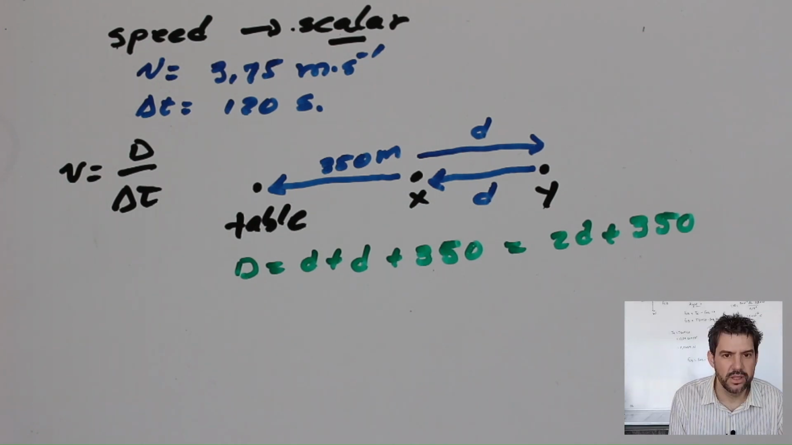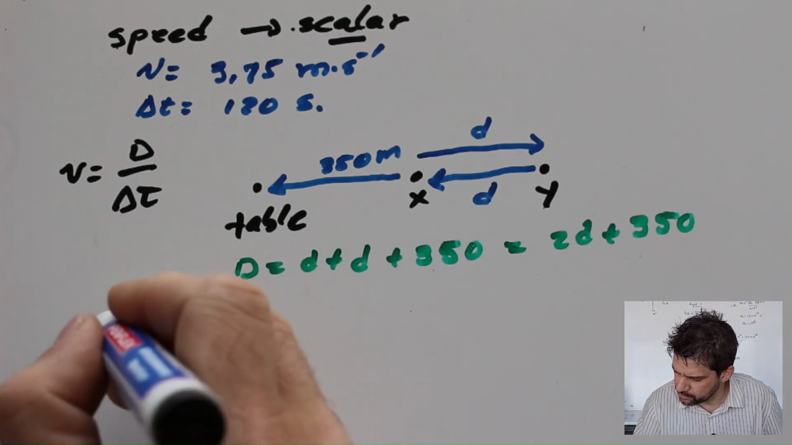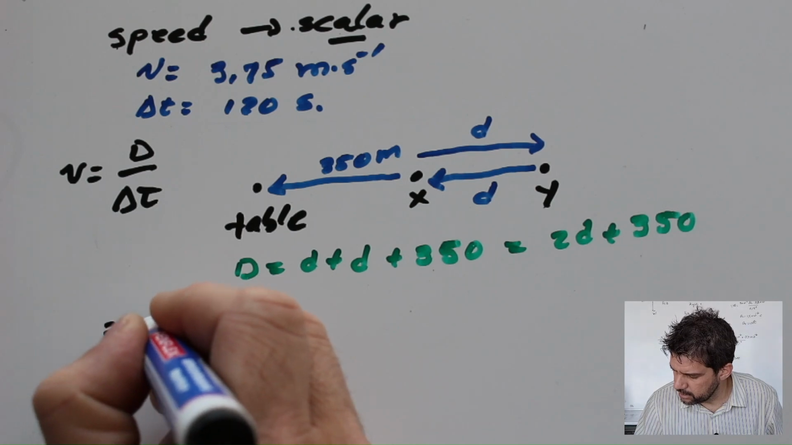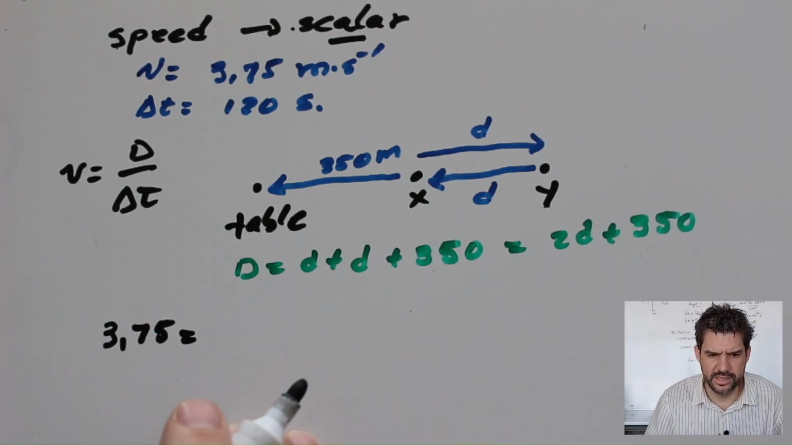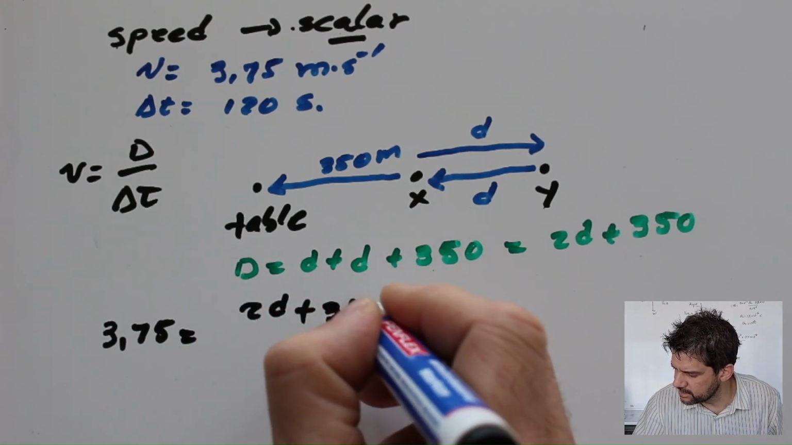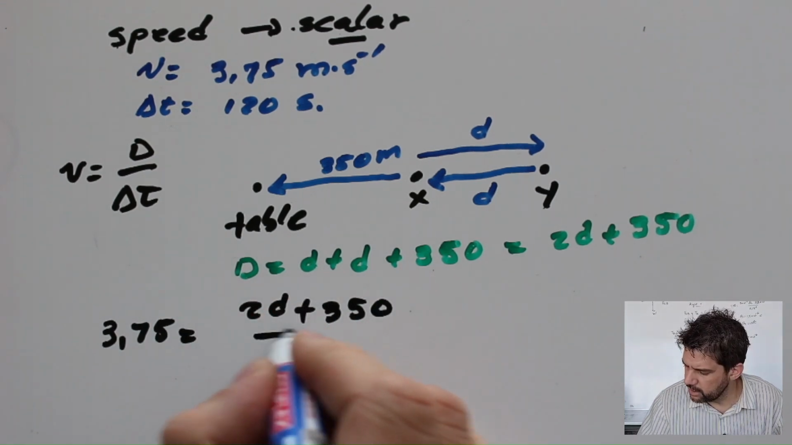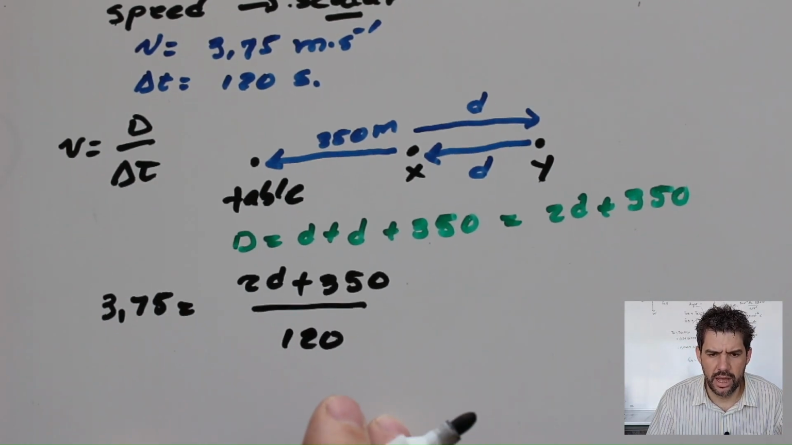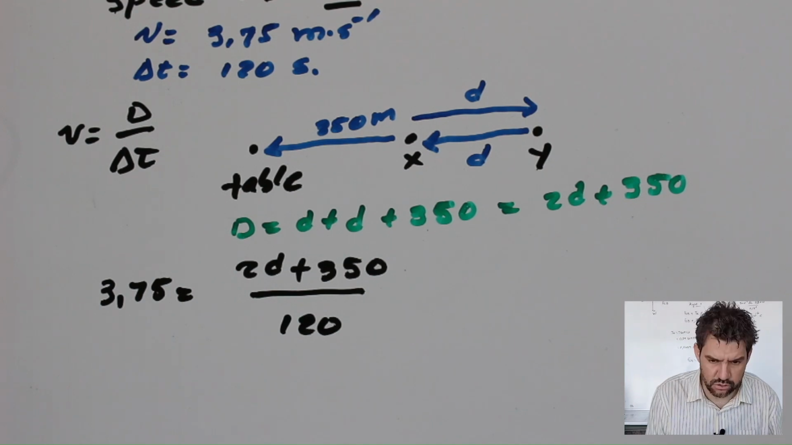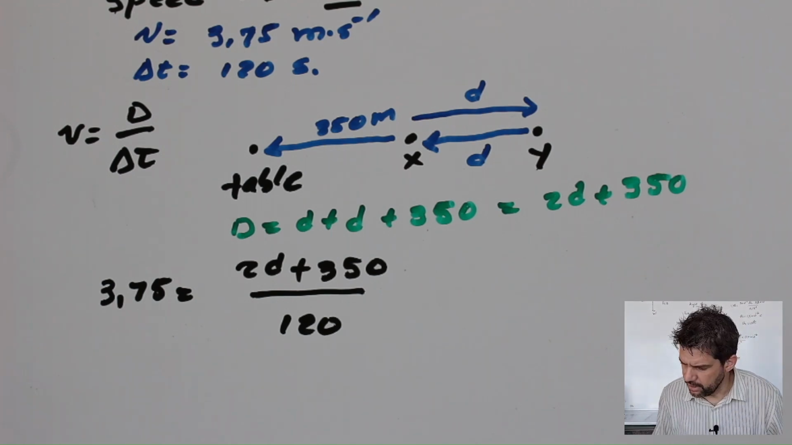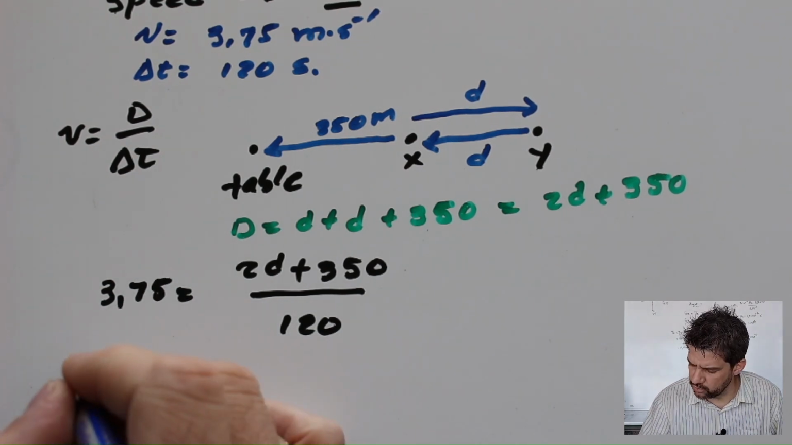So let's see how to calculate the speed here, guys. Speed, which we know is given, is equal to, 3,75 is equal to distance. What is distance? 2D plus 350. All right, everything divided by the time, which is 120. There we go. And now the rest is just to calculate that. So let me rearrange that quickly for you all. And these 120 go to multiply that side.